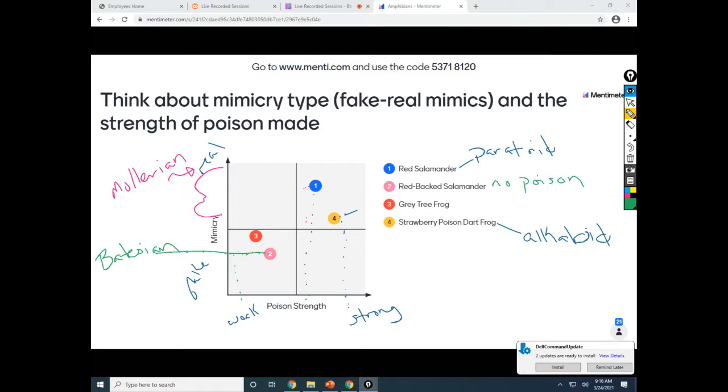Okay, so Batesian is under the fake category. So we have them in the right quadrant. And in this case, a particular kind of fake, right? We're faking poison. Something like our redback, remember, is faking looking like a red salamander. I'm not actually poisonous, but I want to convince you, at least for a few seconds, that I am, so you don't eat me and I can escape.